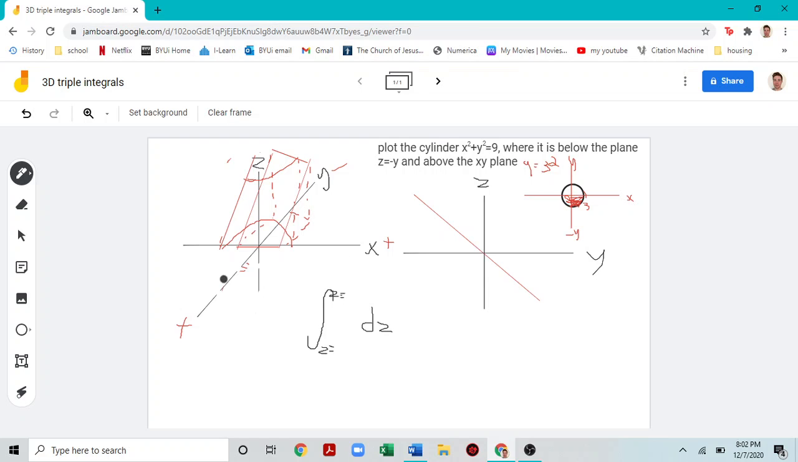So the lower bound is the plane, 0, and it's going up to negative y, because that's how it's going to go. It's going to be all the area from this z plane right here, all the way up to this line. So it's going to be all of this inside, from the top to the bottom. So that's what it's going to be like: 0 to negative y.